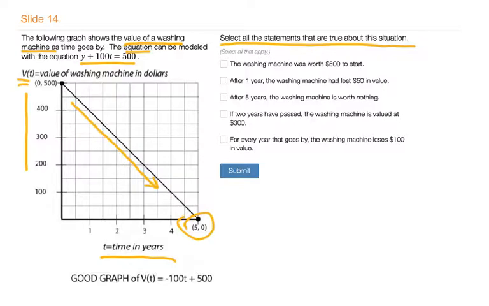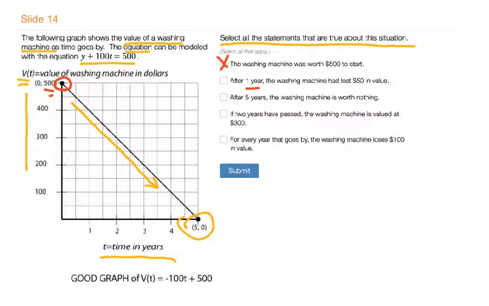All right, so let's look at statement number 1. The washing machine was worth $500 to start. So let's take a look. Right here, at 0 years, that means when I bought the washing machine, I paid $500. Absolutely correct. That is true. After 1 year, the washing machine had lost $50 in value.